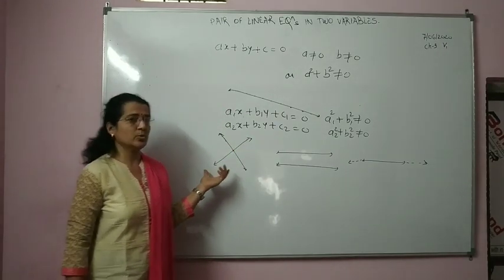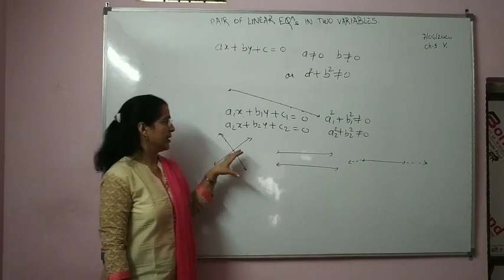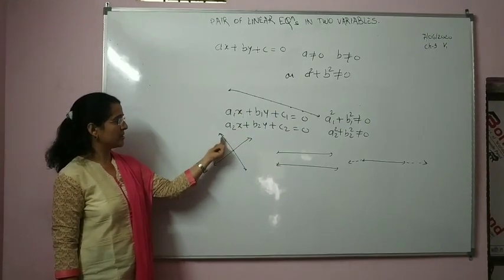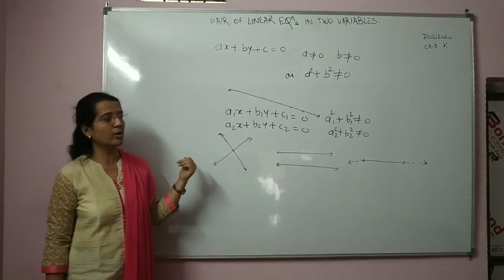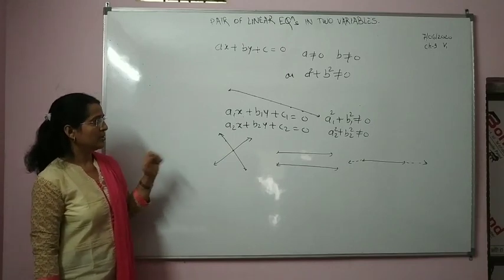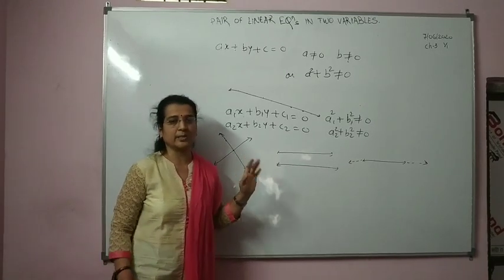Now, every time it is not possible to draw the graph. It means it is not possible to draw the graph for every pair of lines and then see whether the lines are intersecting, parallel or coincident. For that, we have algebraic conditions. Now, let us see the algebraic conditions.